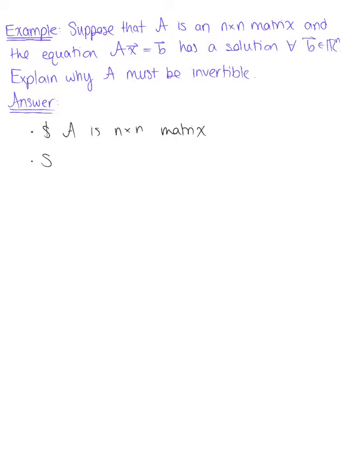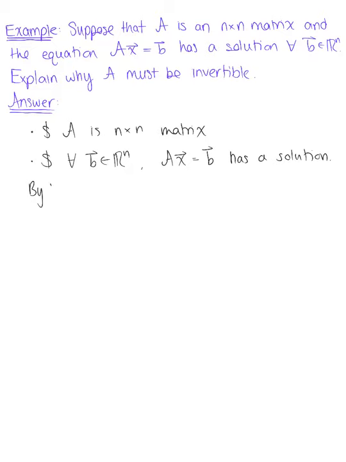And we also want to suppose that for every vector B in Rn, the equation matrix A times vector x equals vector B has a solution. So we recognize this statement. Suppose that for every vector B in Rn, matrix A times vector x equals vector B has a solution.